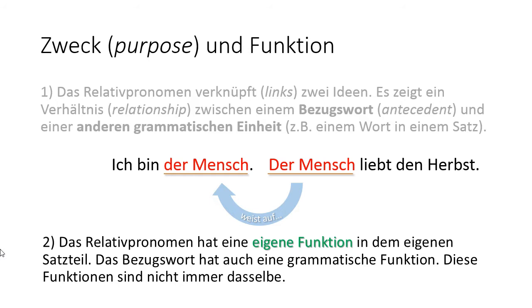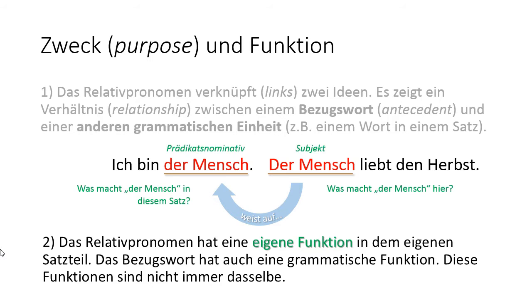Das bezieht sich auf ein Bezugswort. Das Relativpronomen hat eine eigene Funktion, eine eigene Rolle in dem Satz. Und das Bezugswort hat auch eine Funktion und die Funktion ist nicht immer das gleiche. Also wir haben hier eine Frage. Was macht der Mensch in dem ersten Satz und was macht der Mensch in dem zweiten Satz? In dem ersten Satz ist das ein Prädikatsnominativ und in dem zweiten Satz ist das ein Subjekt. So, wir sehen, dass obwohl beide Wörter das gleiche Wort sind, sie verschiedene Funktionen haben.